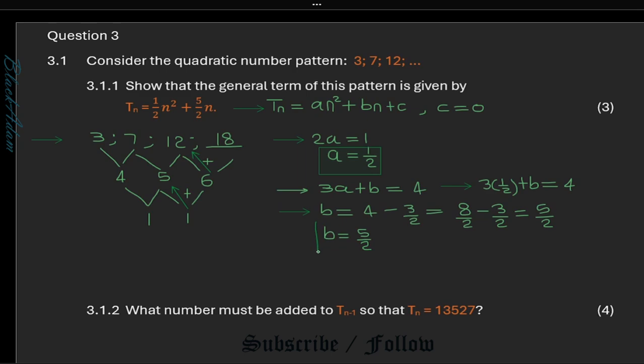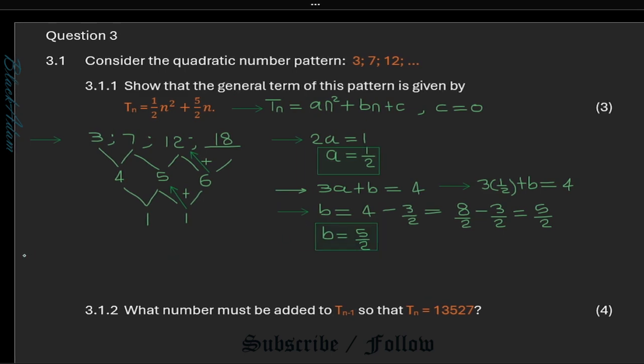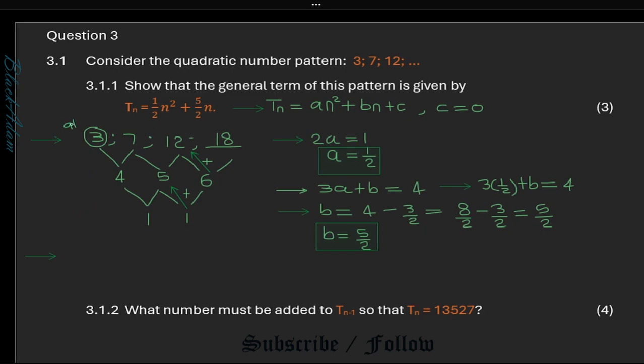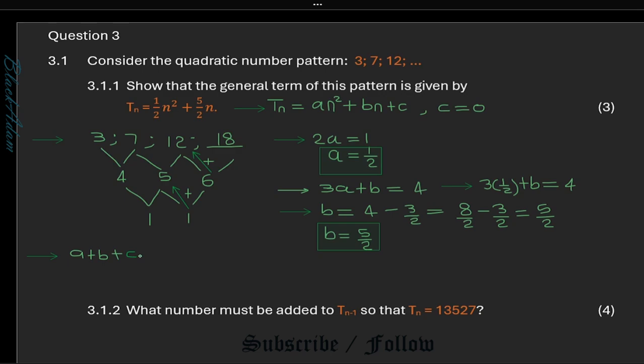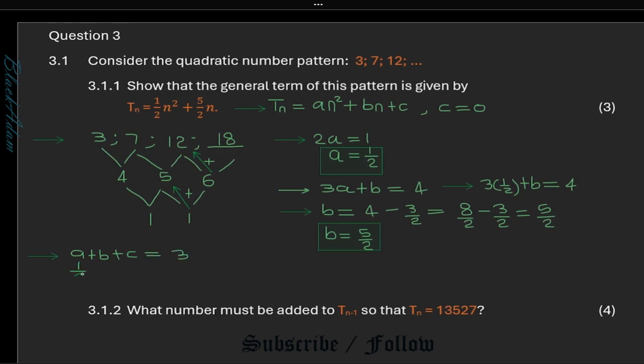Now let's check the original equation given. That's correct. So c is 0, but we can also prove that c is 0 just to be certain. We know that a plus b plus c should give us 3, which is the first term. You should know that a plus b plus c is the first term, 3a plus b is the first difference, and 2a is the second difference.